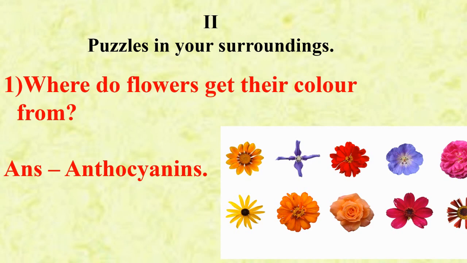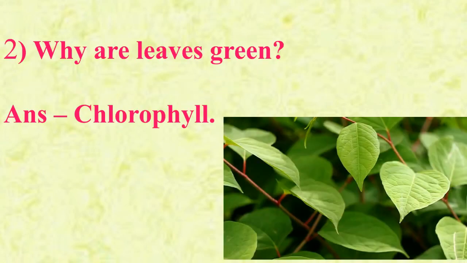Second question, why are leaves green? So children, you must have seen that all the leaves have green color. But do you know why the leaves are green? It is because the leaves have a chemical in them called chlorophyll.